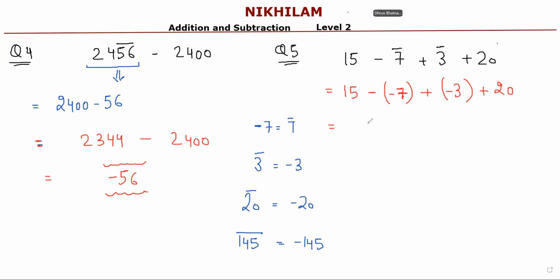So this is 15 plus 7. Okay, this minus would be plus. So 15 plus 7 is 22. 22 minus 3 is 19. And 19 plus 20 is 39. So that's our answer, 39. Getting this? Okay. Let me do some more.